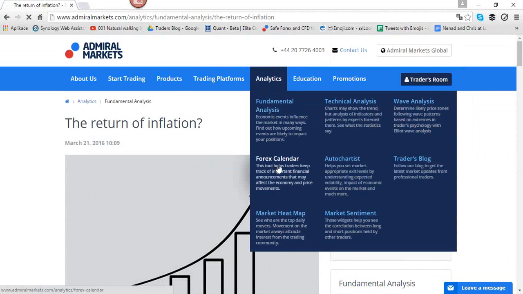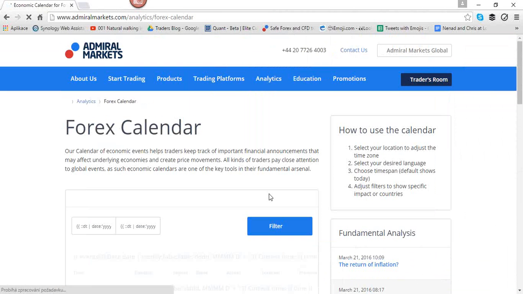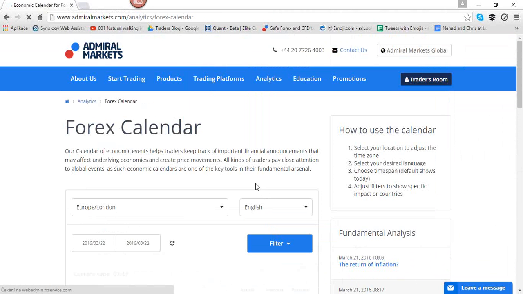As always, we're going to take a look at the calendar first of all quickly, and then the heat map, and then we'll take a look at the charts.